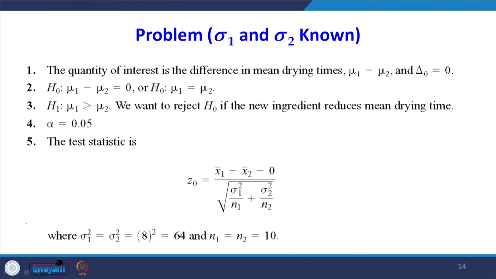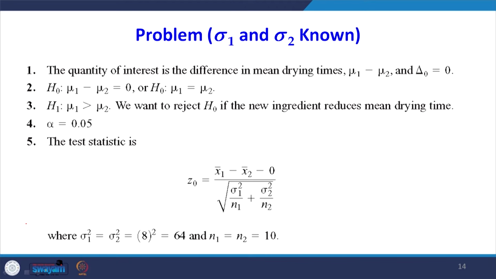The alternative hypothesis is mu 1 is greater than mu 2. We are going to assume that the new ingredient is more efficient, so the drying time is going to be less. If it is less, mu 1 will be greater and mu 2 will be lesser. So, we are writing mu 1 greater than mu 2; that is going to be our alternative hypothesis. We want to reject H naught if the new ingredient reduces mean drying time. Fourth step is alpha 5%.